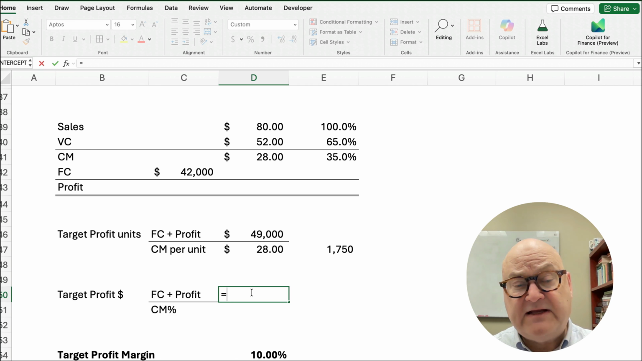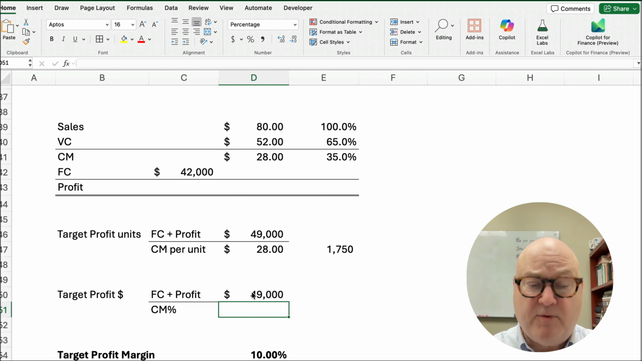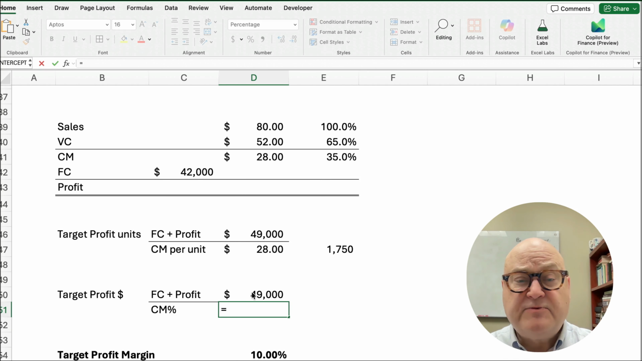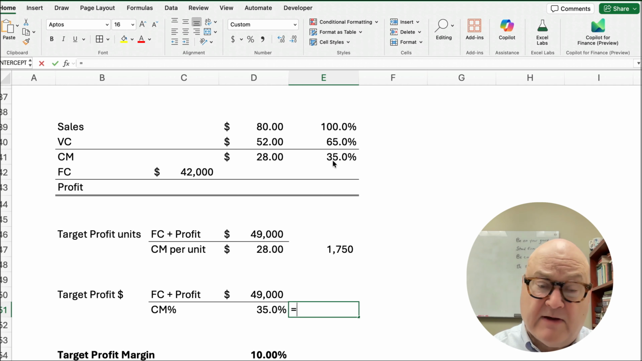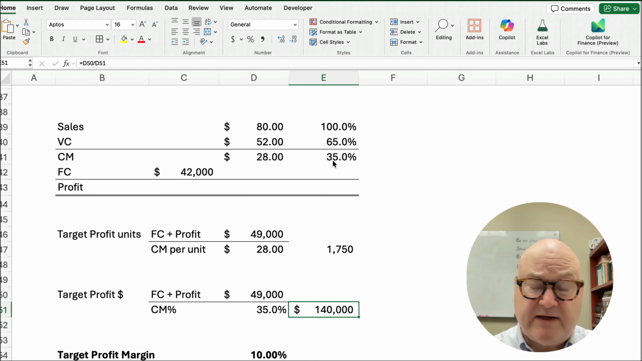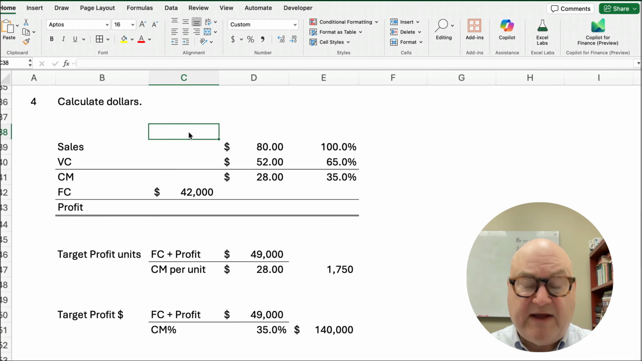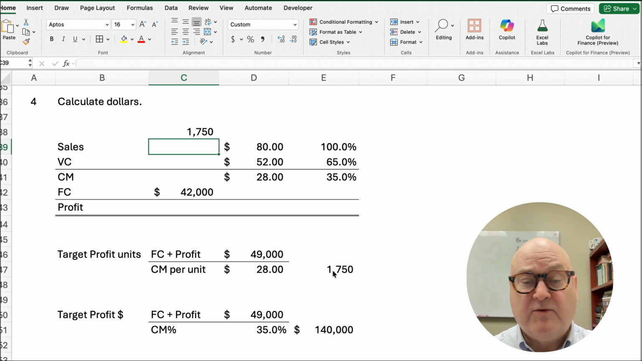The target profit in dollars, we're going to take the fixed cost, 42, plus the 7 profit. That's 49 still on the numerator. The contribution margin is 35%, and we divide that out. We have 49,000 divided by 35%, and we get 140,000. So here's what happens. We're saying that if you sell 1,750, then we're going to achieve a $7,000 profit.